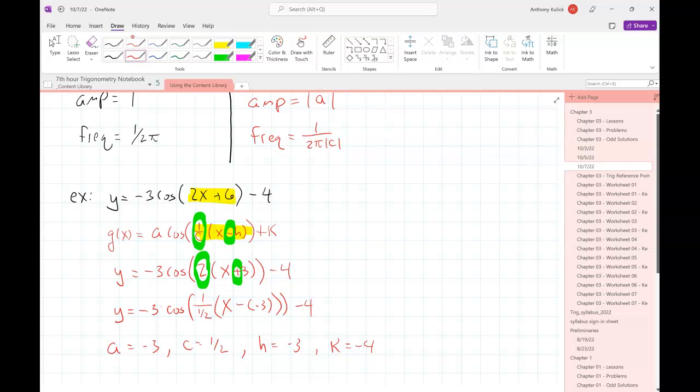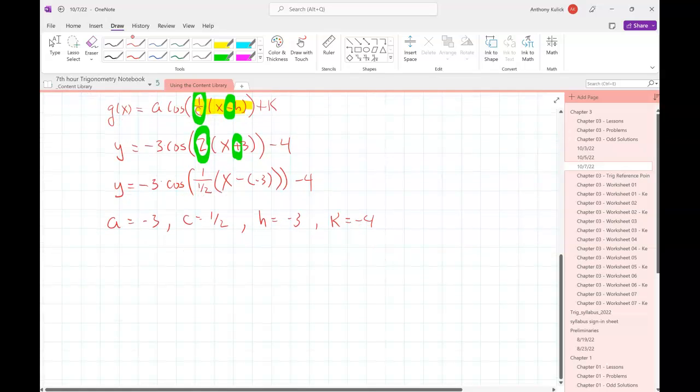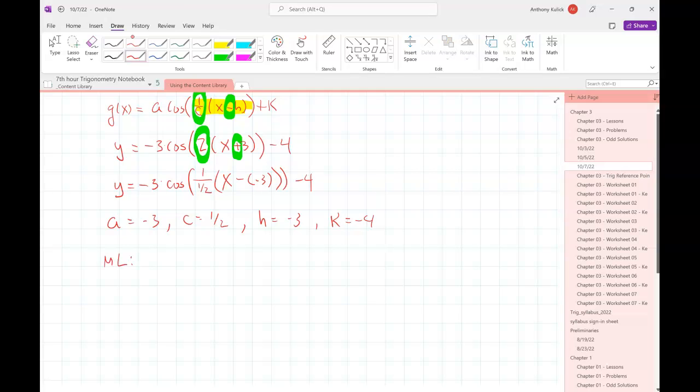Cool with that? Just like we did in the previous homework sets, finding those values, still the same process. The midline we know is y equals k. So in this case, my midline should be y equals -4. Now, Mr. Kulik's word of warning here, I am going to be picky about how you're writing your midline.